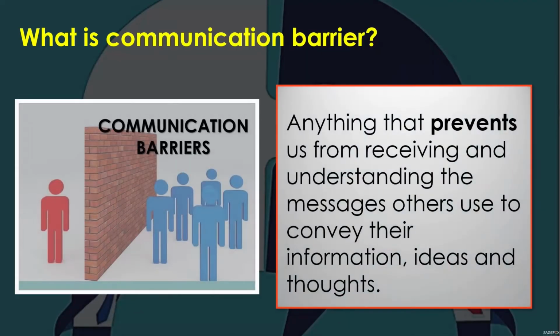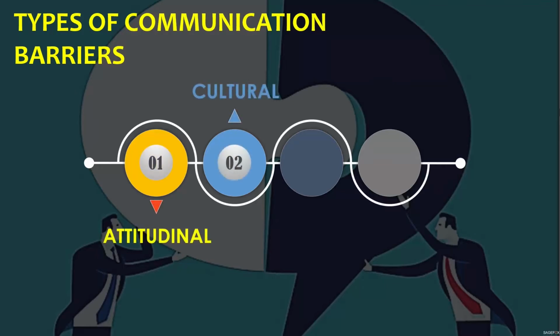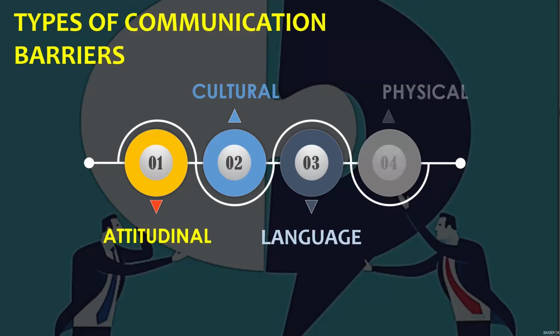What is a communication barrier? A communication barrier is anything that prevents us from receiving and understanding the messages others use to convey their information, ideas, and thoughts. What are the different types of communication barriers? There are 4 types of barriers to effective communication. These are attitudinal barrier, cultural barrier, language barrier, and physical barrier.